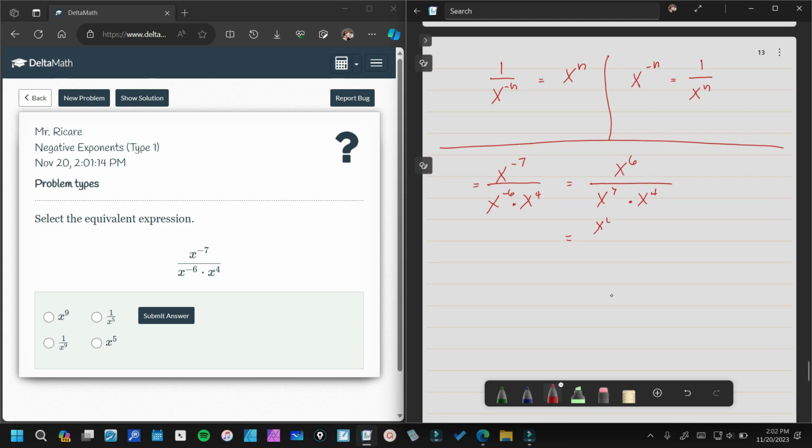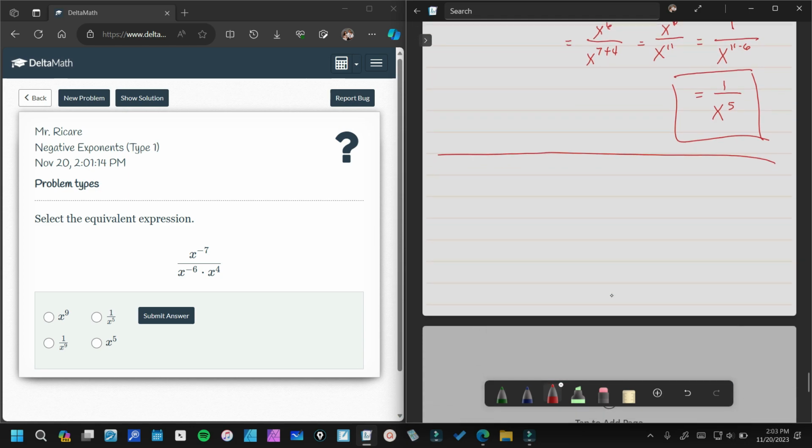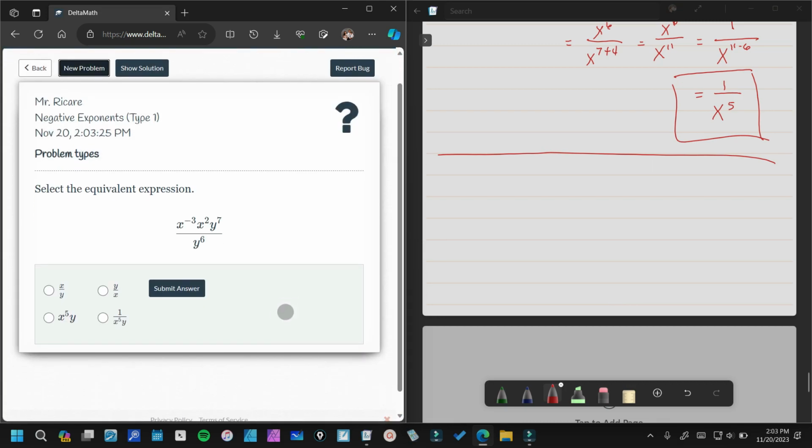So this is x raised to 6 over x raised to 7 plus 4. So x raised to 6 over x raised to 11. And then the higher exponent is in the denominator, so what's left in the numerator will just be 1 over x raised to 11 minus 6, which is equal to 1 over x raised to 5. Okay? And that's this one. Right, let's go to the next example.